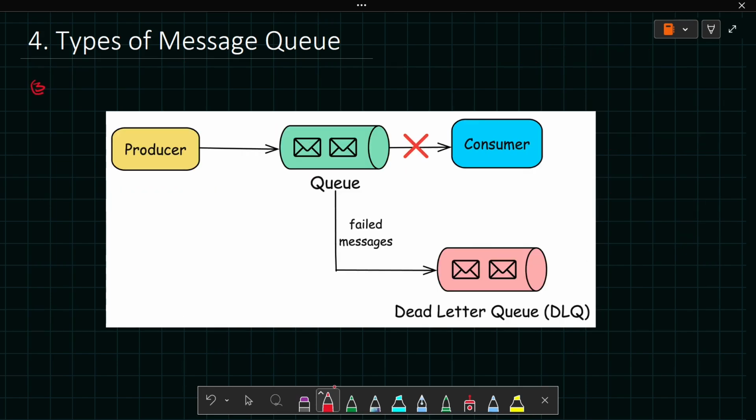The third is the priority queue. This is also a kind of queue which assigns priority to the messages. The highest priority message will be delivered first to the consumer, and the low priority message will be delivered last, as we have discussed in the previous slides. It is used when certain tasks need to be handled more urgently than others.